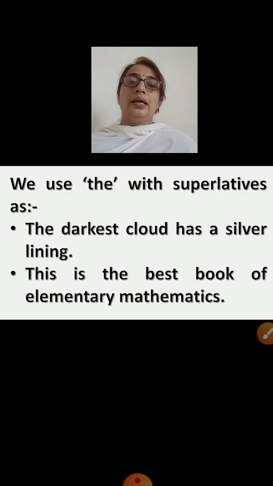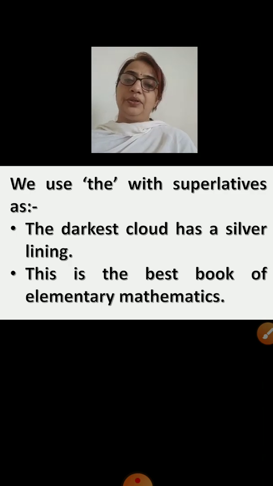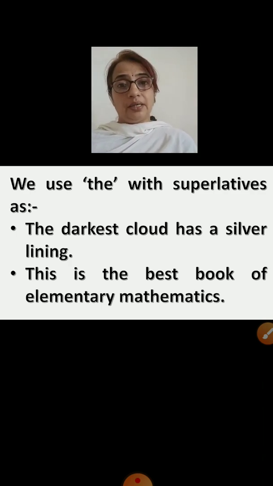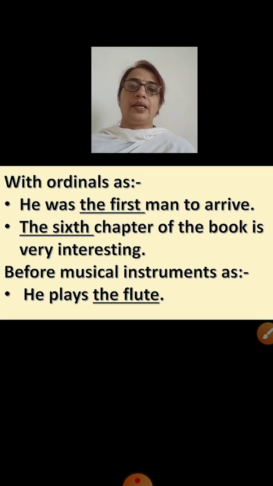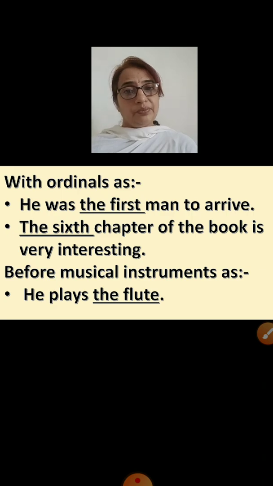Second example. This is the best book of elementary mathematics. Best, superlative degree. Good, better, best. So we use definite article the before superlative degree. Then in some cases we use definite article the with the ordinals also. Let's better understand with the examples.